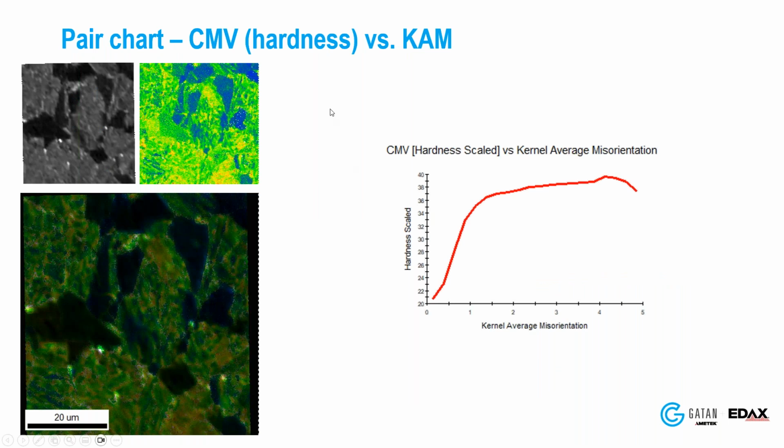Here's the micro-hardness. This is kind of interesting. I wanted to see if there's a correlation. It appeared to be between the kernel average misorientation and the micro-hardness data. So you can see the kernel average misorientation on the horizontal axis of our pair chart, and then the hardness data on the vertical axis. And you do see a correlation: when the KAM is low, the hardness is smaller, and as the KAM increases, the hardness increases. That is expected behavior, so that's always a relief. But it just shows that the correlation can be used with these pair charts in OIM.